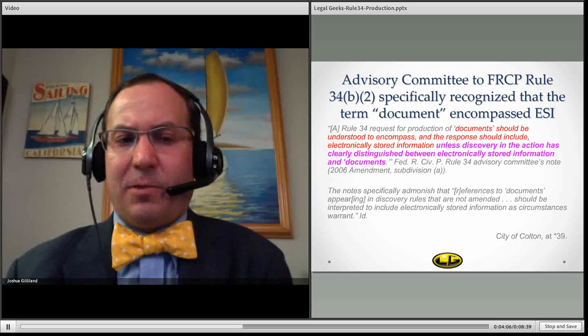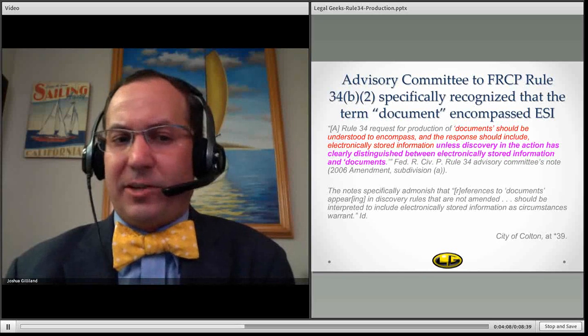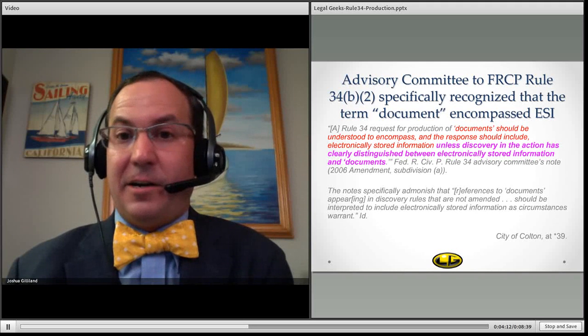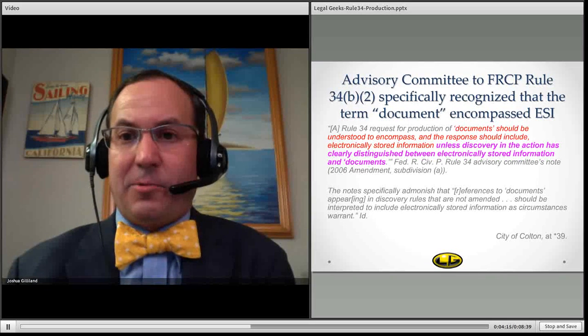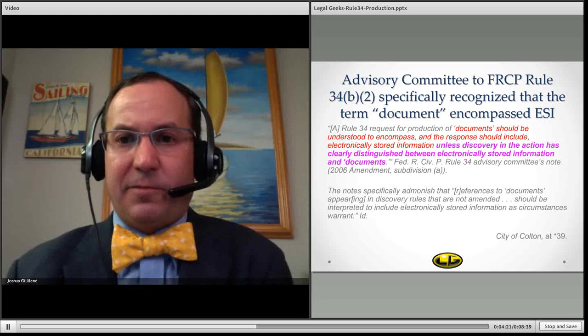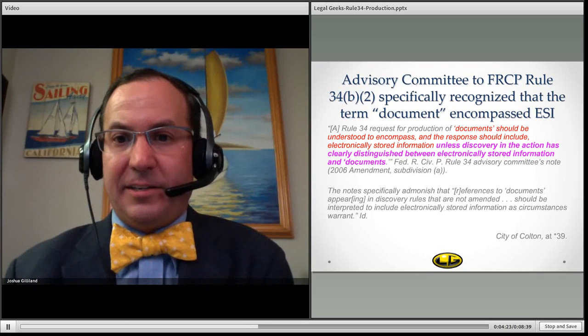First off, in part of the statutory history and looking at the advisory committee notes, the court stated that the advisory committee notes specifically recognized that the term document encompassed ESI. And there's beautiful sections right from the advisory notes that state this.